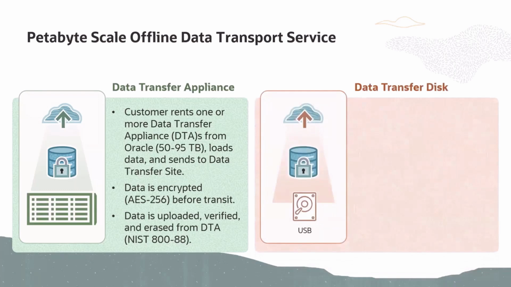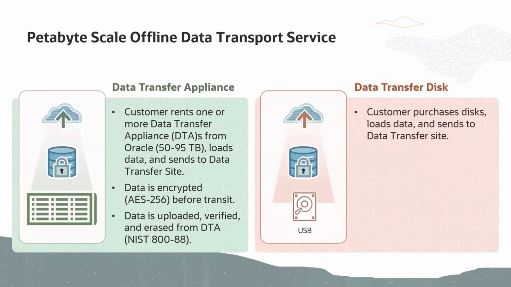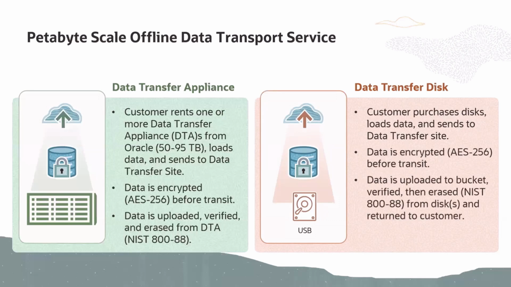The data transfer disk service allows a customer to use their own USB drives and send a transfer package to an Oracle data transfer site. Now the site operators are going to upload the files into the organization's object storage bucket. After that, the users are free to move the uploaded data into any other OCI services as needed. Even in this case, the erasure process follows the NIST standards.